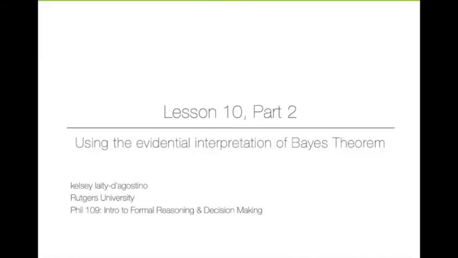We introduced the evidential interpretation of Bayes' theorem in our last lesson, but in this lesson we're going to look at it in a little more detail, and we're going to focus on how we can use this interpretation to evaluate the relationship between a hypothesis and the observed evidence.